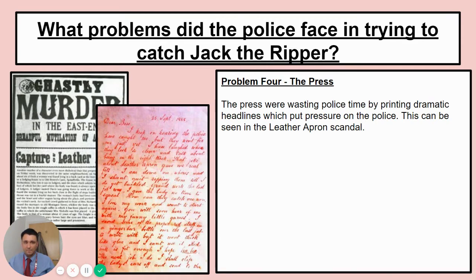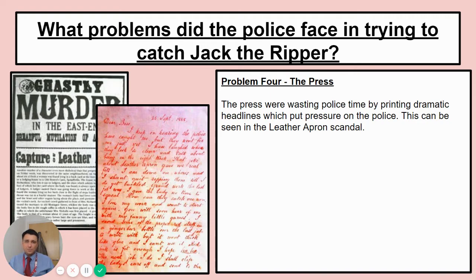We talked about the Leather Apron scandal earlier, so let's go back and re-examine that. We've got that headline again: Capture Leather Apron. What had actually happened was that with the second murder, a leather apron had been found near the scene. The press came up with this idea of a boogeyman, a villain called Leather Apron, and here's a leather apron at the crime scene to prove it, and he goes around killing people. So they put the headline, Capture Leather Apron.